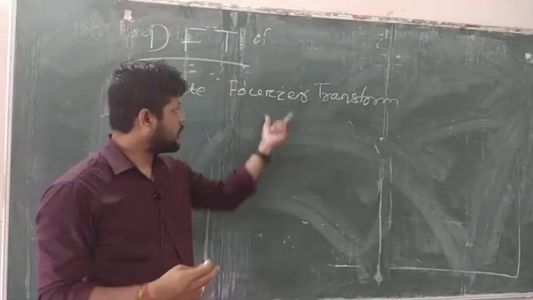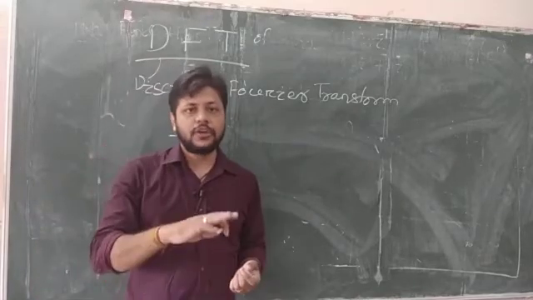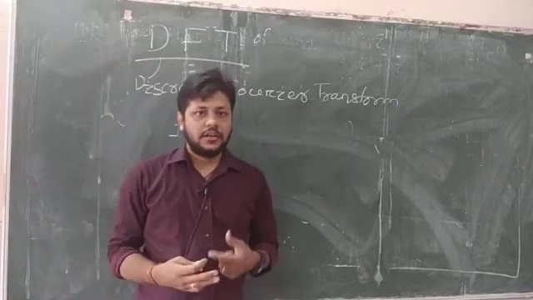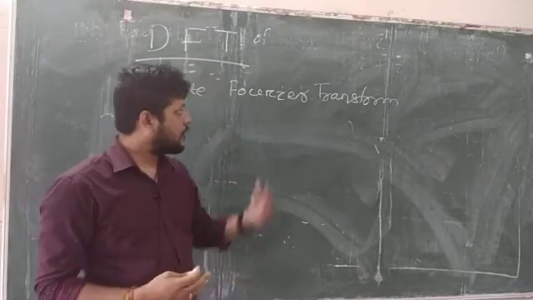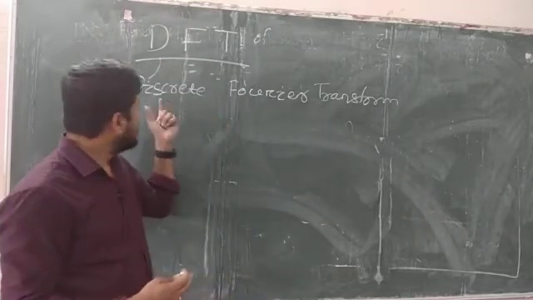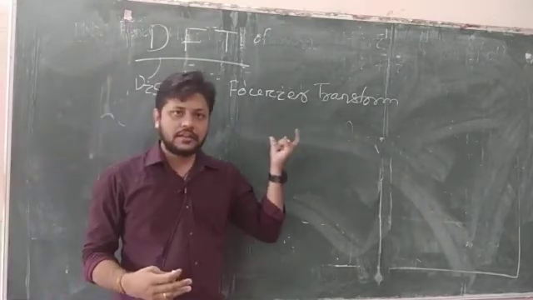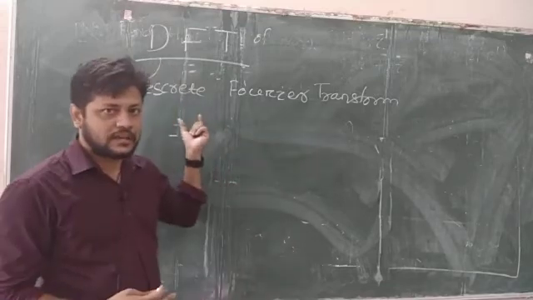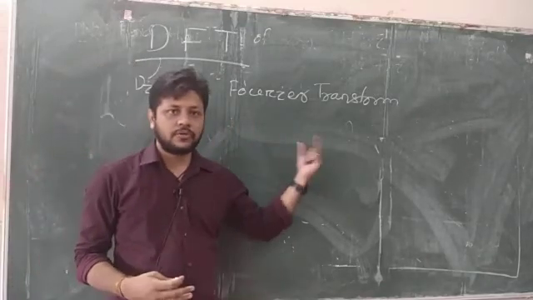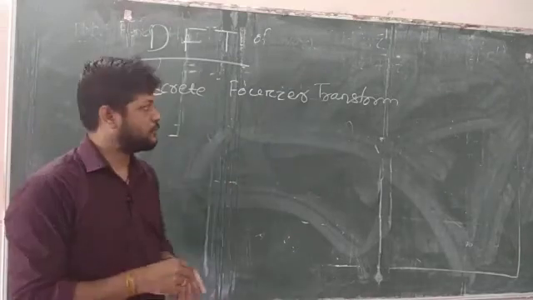You all have studied about the Fourier transform, that is the frequency domain representation of a signal. When you analyze a signal in frequency domain, we have to transform it into Fourier transform. Here in digital signal processing we are dealing with discrete time signals. Hence, in order to convert the discrete time signal into frequency domain, we find the discrete Fourier transform.